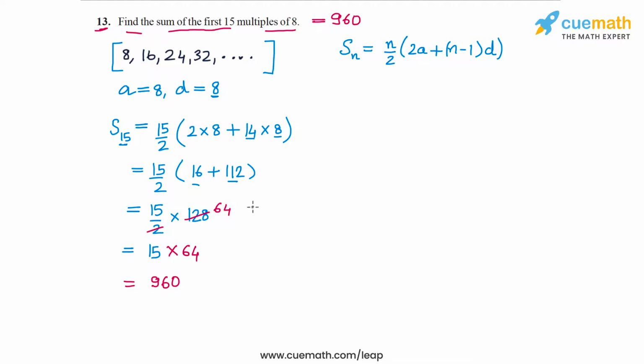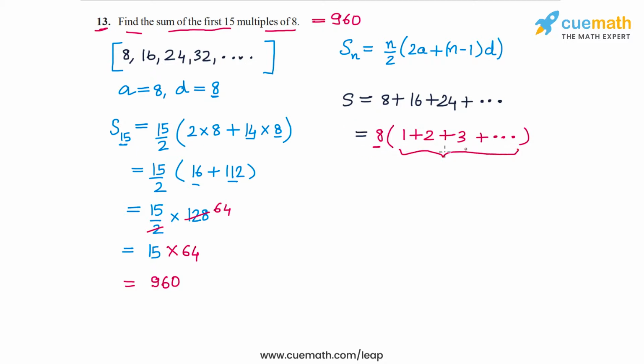Now a slightly different way to find the same sum. Let's write this sum as 8 plus 16 plus 24 and so on up to 15 terms. A slightly different way to find the same sum could have been to take out a common factor of 8 from this sum. So we take 8 out, and then we get 1 plus 2 plus 3 and so on up to 15, so 15 terms inside the bracket. So basically the sum of the first 15 multiples of 8 can be expressed as 8 into the sum of the first 15 natural numbers.